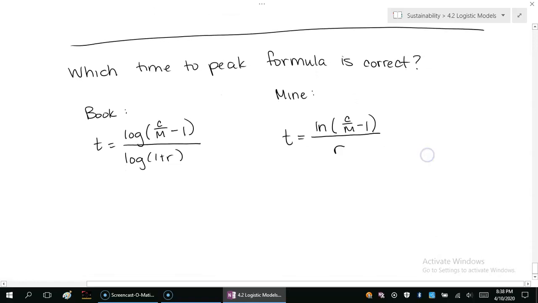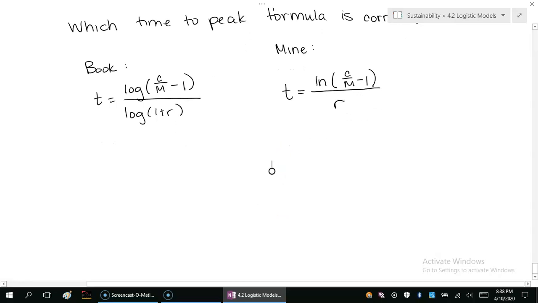Well, to do this, let's actually build a logistic model and check this. Like I mentioned, one of the cases where it's easy to build a logistic model and the logistic model is fairly accurate is the spread of a disease. So let's look at the spread of a disease in a town of 10,000.